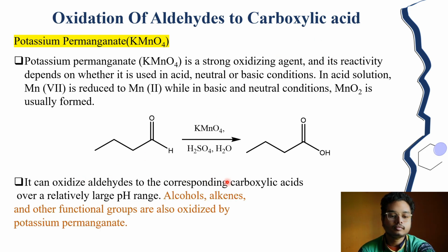Okay. It is written here that this combination, KMnO4 and H2SO4 in a water medium, oxidizes aldehyde to the corresponding carboxylic acid over a large pH range. Alcohols, alkenes and other functional groups are also oxidized by potassium permanganate. That's why this method is not chemoselective. So you have to remember this. In the case of Pinnick oxidation conditions, it is chemoselective, but KMnO4 is not that chemoselective.